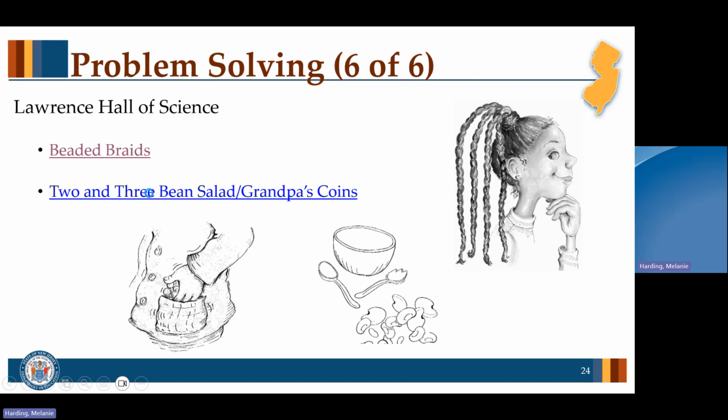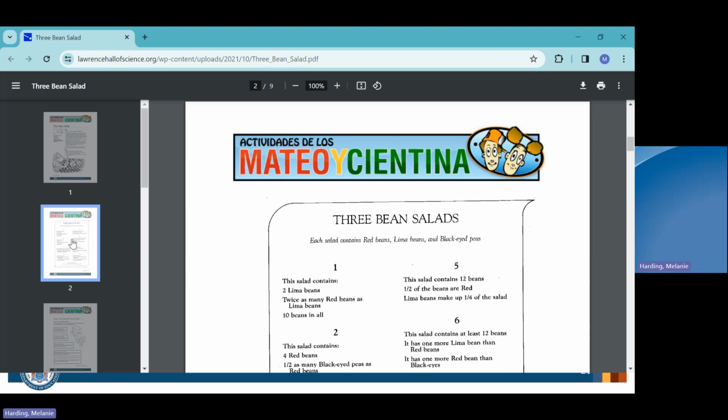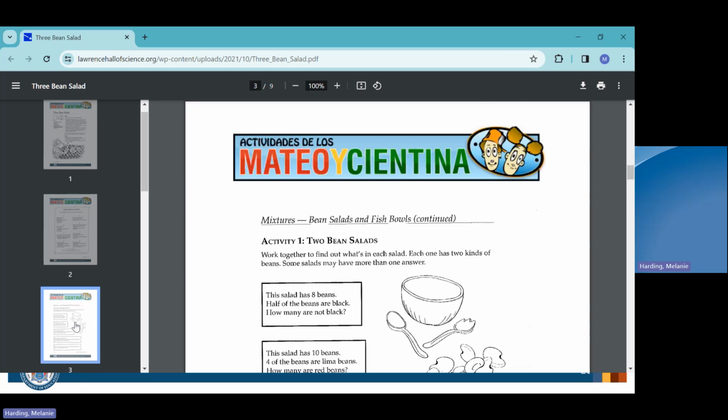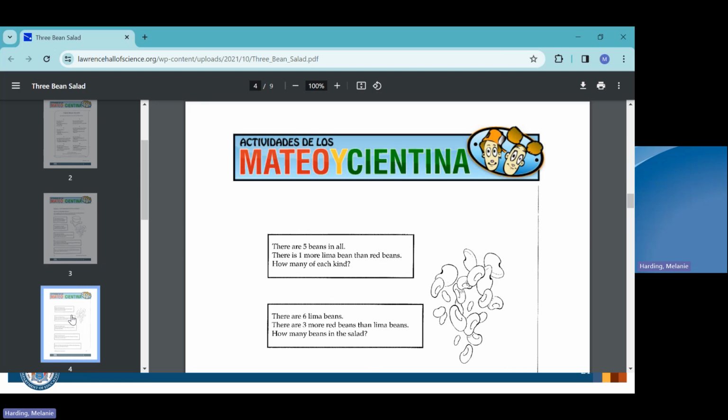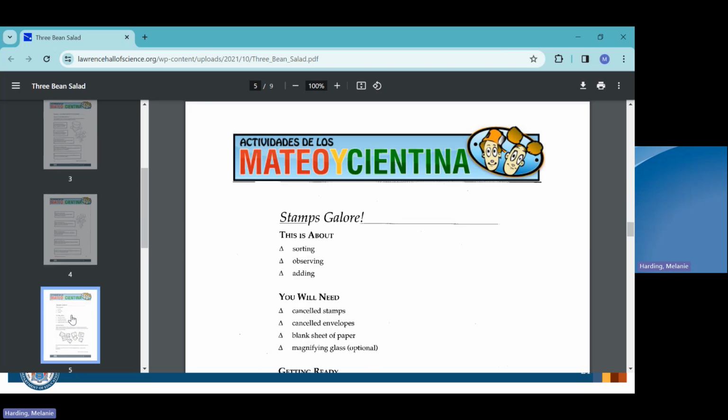Lawrence Hall of Science does have a lot of cute, fun things that are rigorous and standards aligned at the same time. The 3-bean salad is fun, where we all have given kids these dry beans. They have all these riddles. This salad contains 2 lima beans, twice as many red beans as lima beans, but there's 10 beans in all. Can you solve it? So the partnerships would work together to solve it, and they have so many different types of salads they can make, which is really cute.